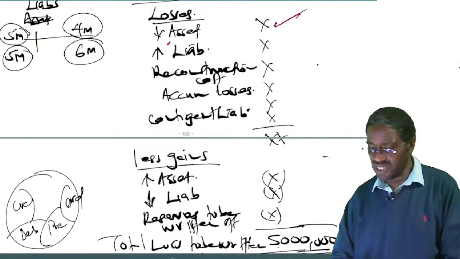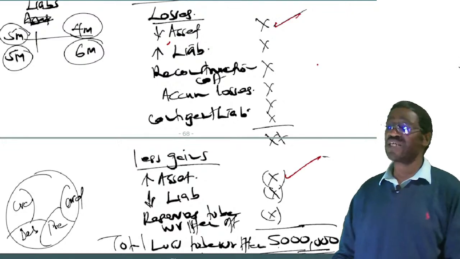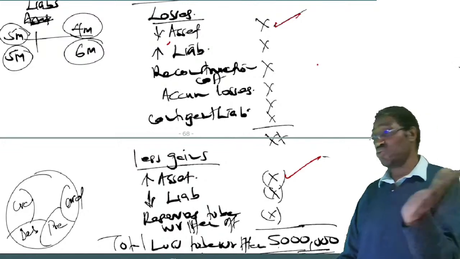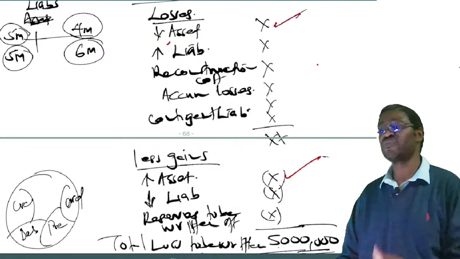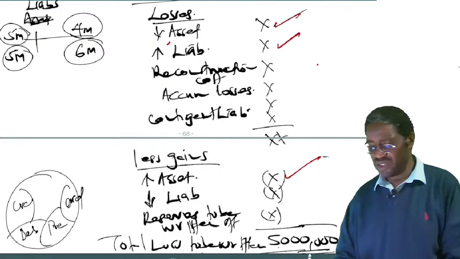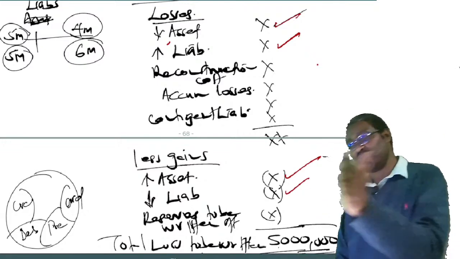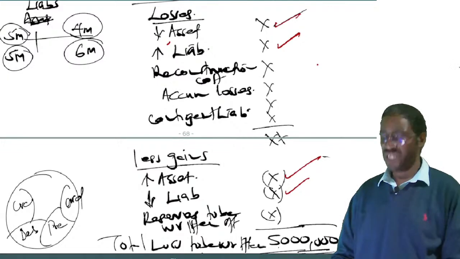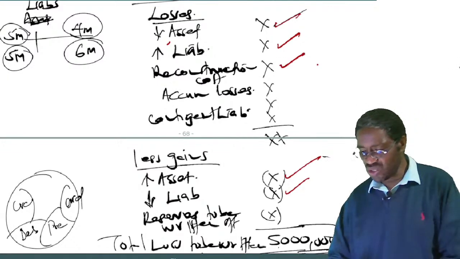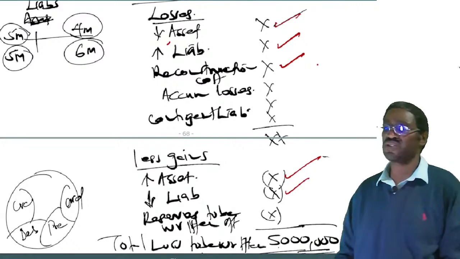If it's a decrease in asset, it will give you a loss. If it's an increase in asset, it will give you a gain. So you can say assets to be revalued to their fair values as follows, blah, blah, blah. Two, liabilities to be revalued to their fair values as follows. So that some of them will give you that gain, some of them will give you the loss. Then you can say reconstruction cost of shillings 2 million to be incurred. That will give you that loss.